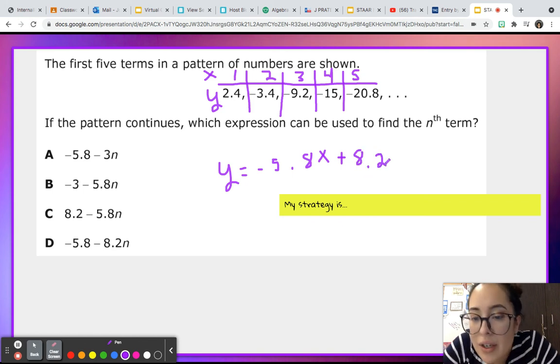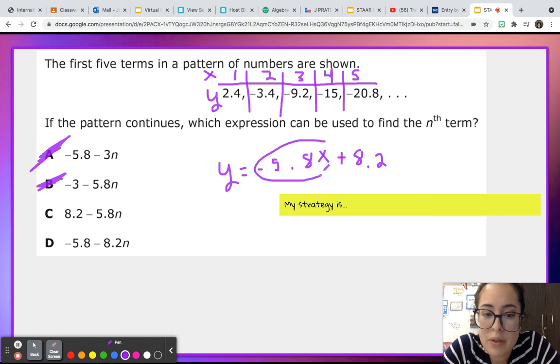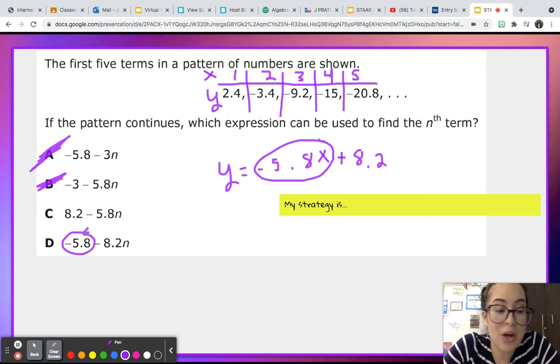Okay, so now I've got to just eliminate what I know cannot be the answer. It cannot be this one. There was no 3 in my regression. So, okay, it has to be between C and D. Okay, now my slope is negative 5.8x. So I'm multiplying negative 5.8 to a variable. Now, you see this right here? This is not being multiplied to a variable.